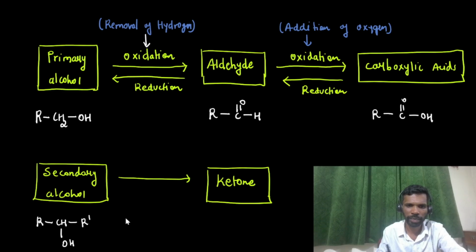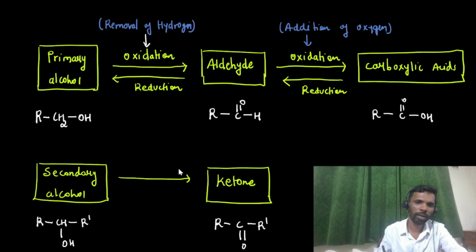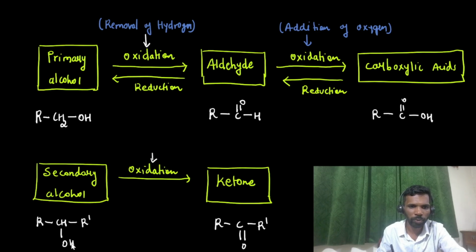So this is secondary alcohol. The ketone generated is this. Now, when you go from the secondary alcohol to ketone, it is also oxidation. Why is it oxidation? Because there is removal of these two hydrogens. This hydrogen and this hydrogen are removed, and a double bond forms.